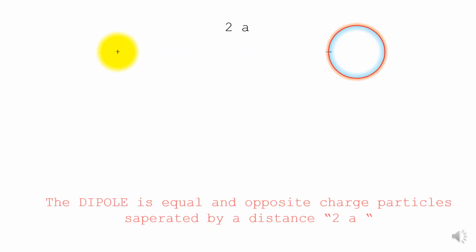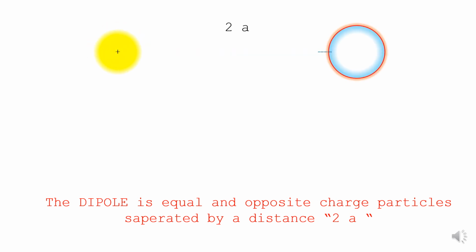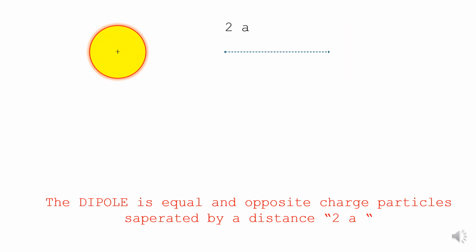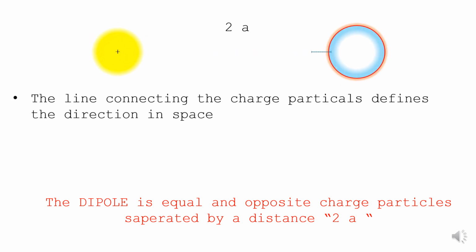Now you can see here there are two charged particles. One is a positive charged particle and the second is a negative charged particle. Both are separated by a distance 2a. This is nothing but a dipole, what we have understood in lessons number 9 and 10. The dipole is an equal and opposite charged particle pair separated by a distance 2a. Please listen carefully. Once someone asks you what is the dipole, then dipole is nothing but equal and opposite charged particles separated by a distance 2a.